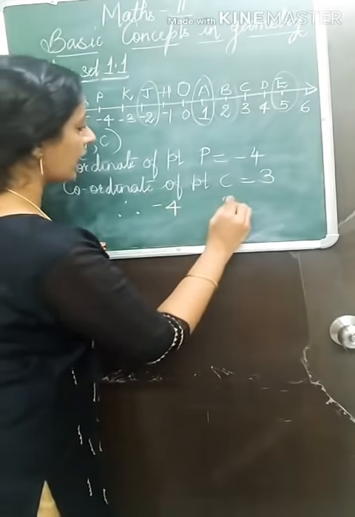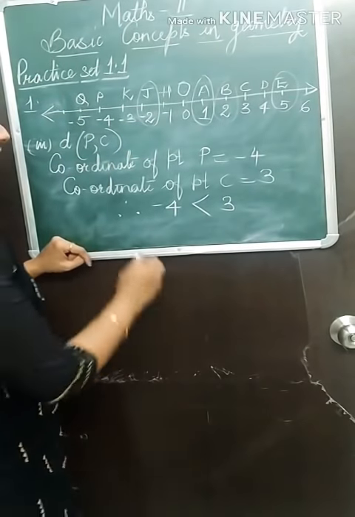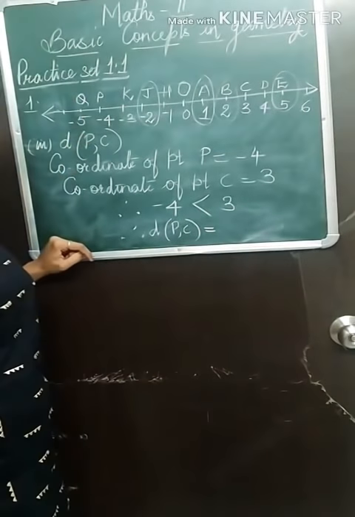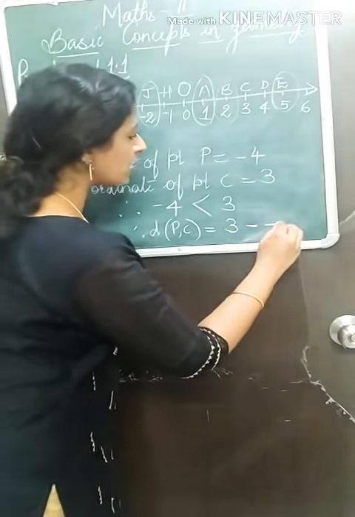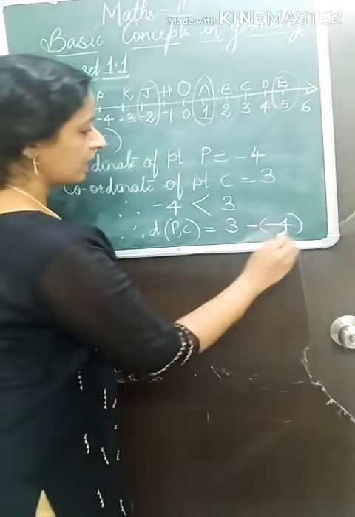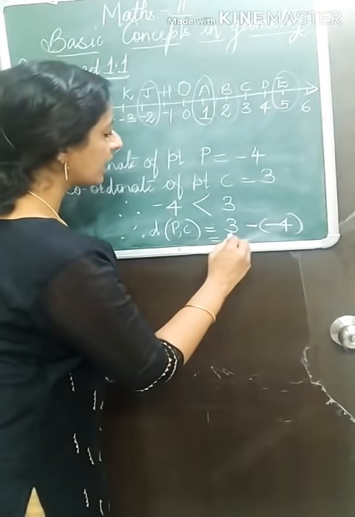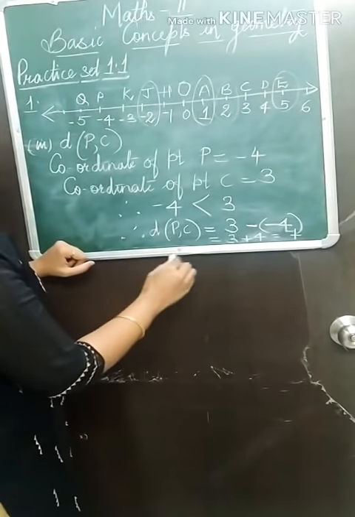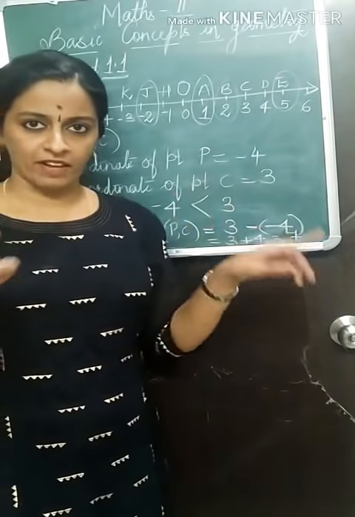Minus 4 is the first number and 3, again a negative and a positive number. So obviously the positive number will be greater. So therefore distance between points P and C is equal to bigger number 3 minus smaller number, which is minus 4. Again here, when you have two signs, you have to separate them with a bracket. Now we all know that minus and minus will be plus. So we are getting 3 plus 4, which is equal to 7. So the final answer you will write and put in a box: distance between P, comma C equal to 7.